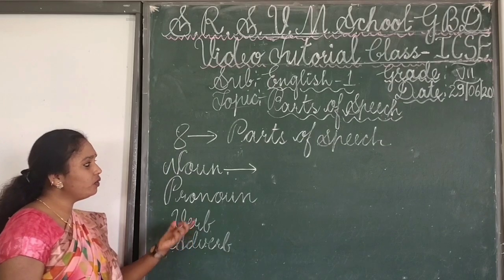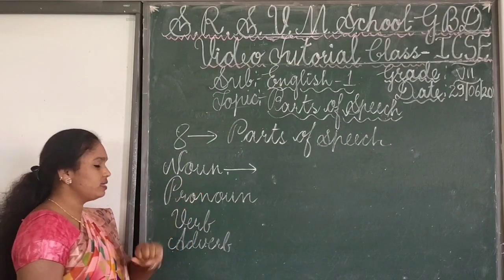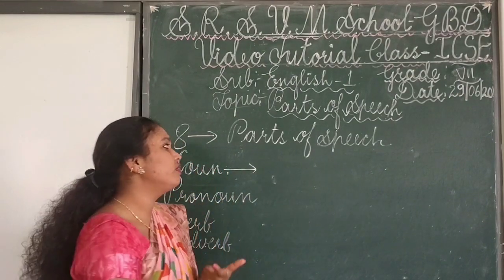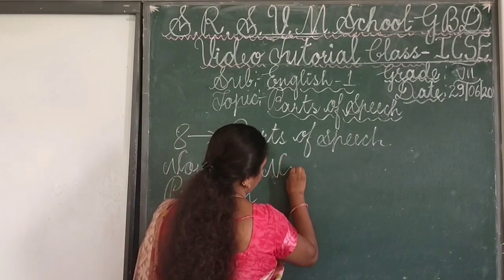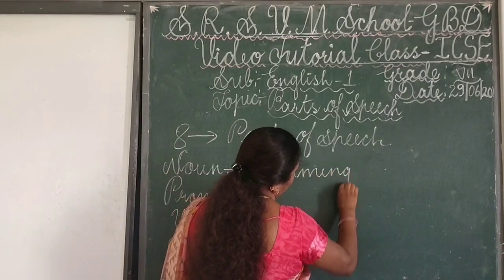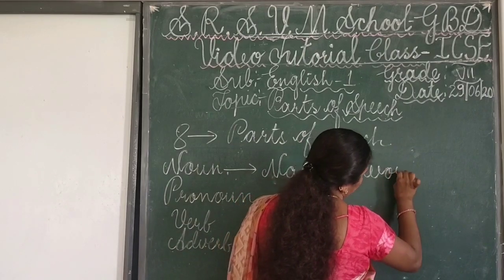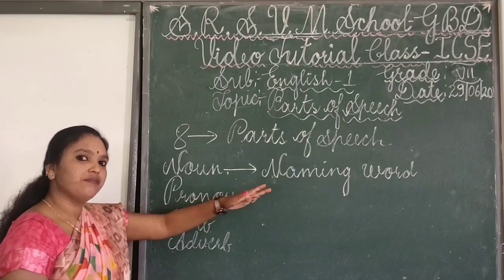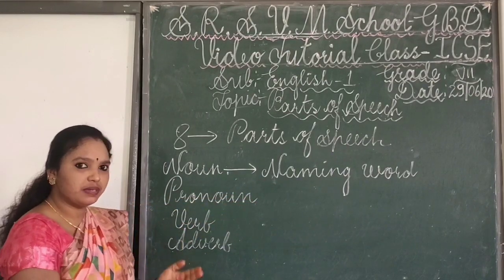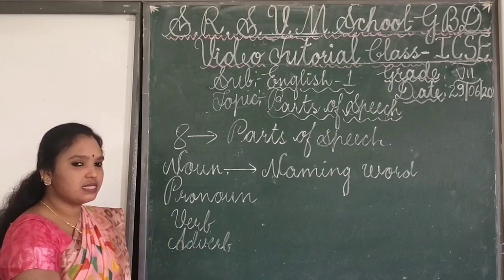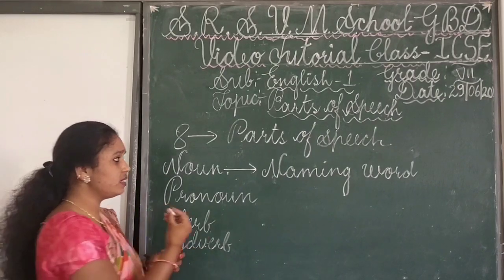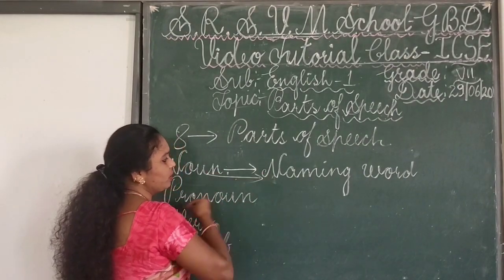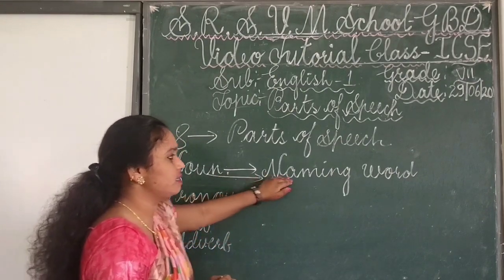Let me know what you know about noun. Yes, you are right. Noun is a naming word. If you wanted to say it in very simple language, it is known as the naming word. What is the naming word? We name everything. For example, we name a person, we name a place, we name things. There is a name for every material and person. So, in simple language, if you wanted to know about noun, we say it is a naming word.